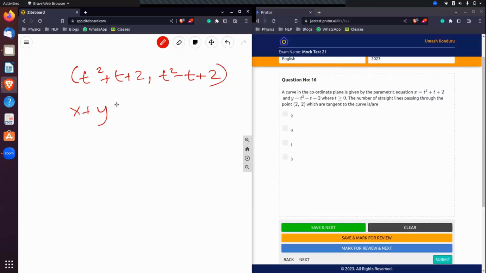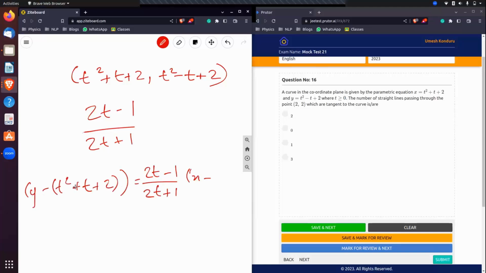which has axis and directrix along x minus y and x plus y. Or I think an even better way might be to just find the derivative in terms of t. So dy by dx is just dy by dt by dx by dt. So you'll get 2t minus 1 by 2t plus 1. So our tangent will be of this form. And this line has to pass through the point 2, 2.